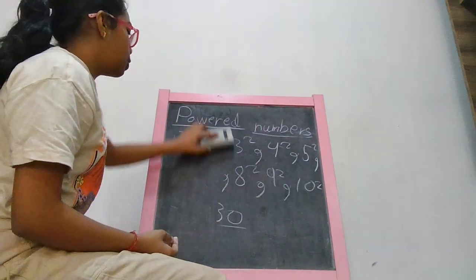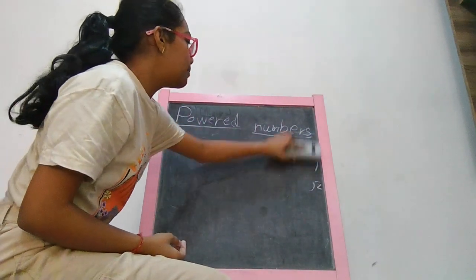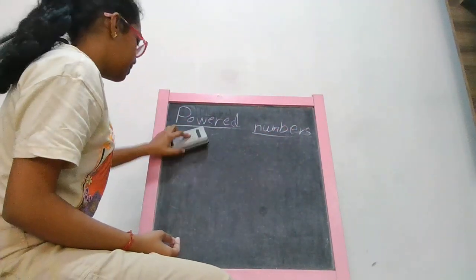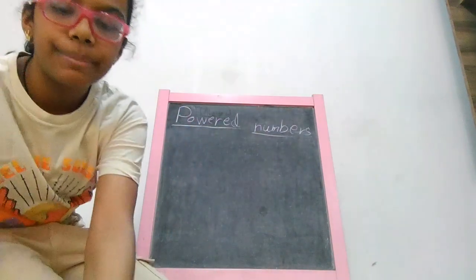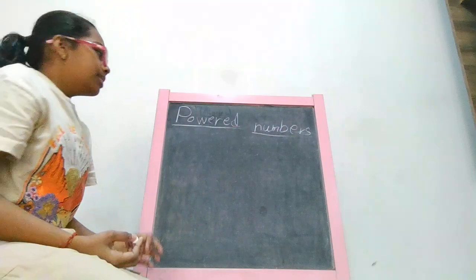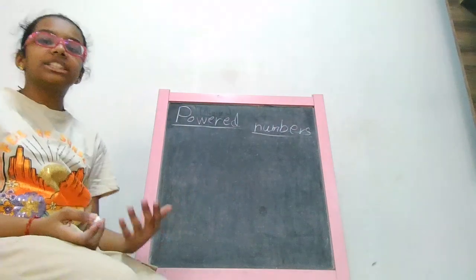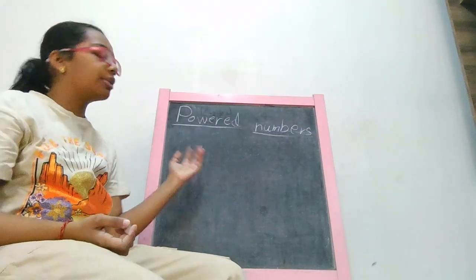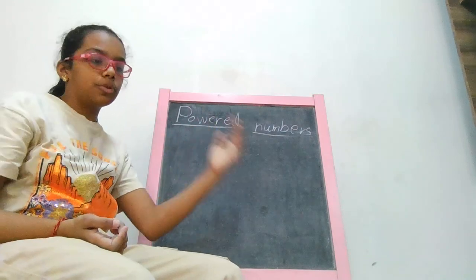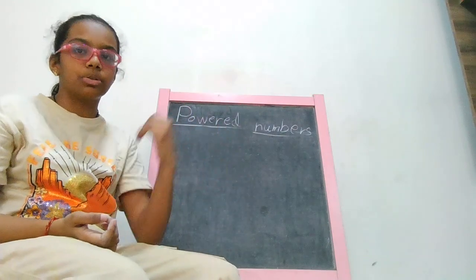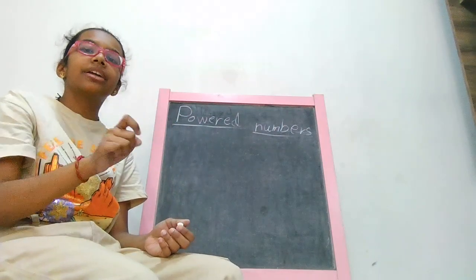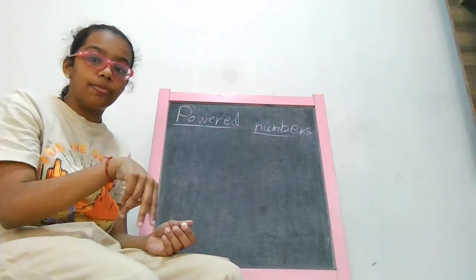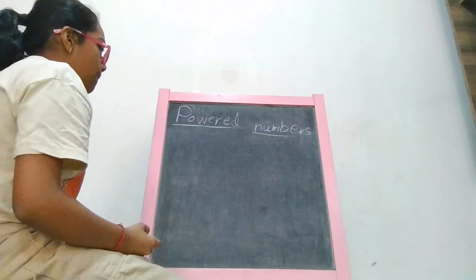Now let's see what cube numbers are. Cube numbers are going to be a bit harder because they are multiplying bigger numbers. But it's also going to be very simple. Now, you must remember that when you say powered numbers like to the power of 2, to the power of 3, to the power of 4, to the power of 5, then that means that there's a small number on the top and you have to multiply that number to itself that many times.